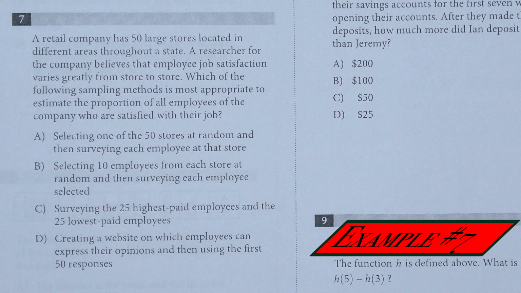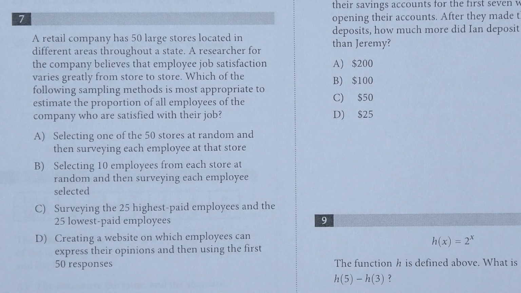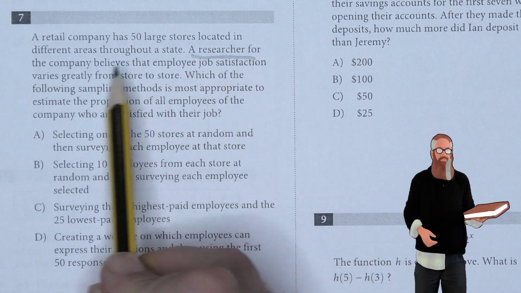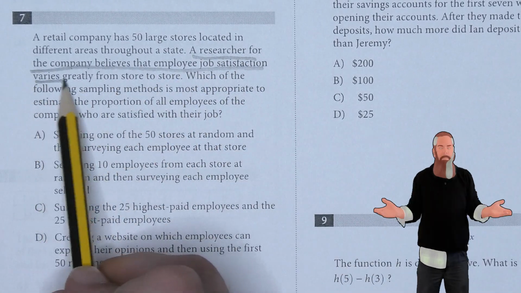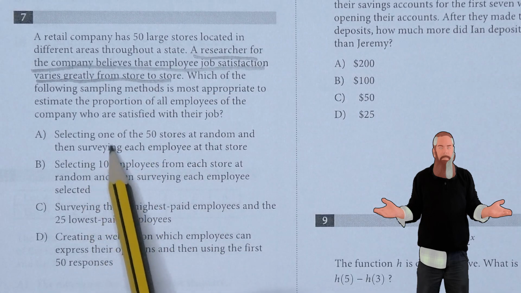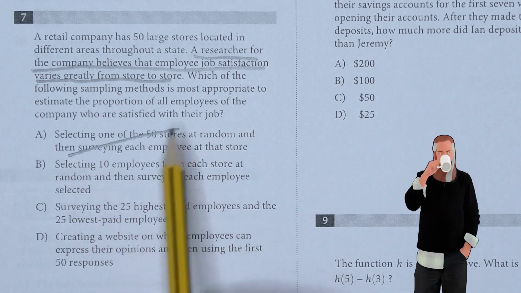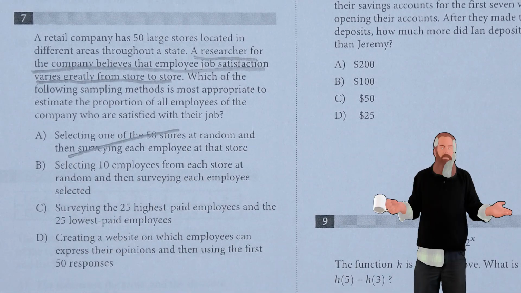A retail company has 50 large stores located in different areas throughout a state. A researcher for the company believes the employee job satisfaction varies greatly from one store to another. Which of the following sampling methods is most appropriate to estimate the population of all employees of the company who are satisfied with their job? So the thing is, the researcher believes that it varies greatly from store to store. So selecting one of the 50 stores at random and then surveying those employees, this would not tell us how happy they are at all 50 stores.